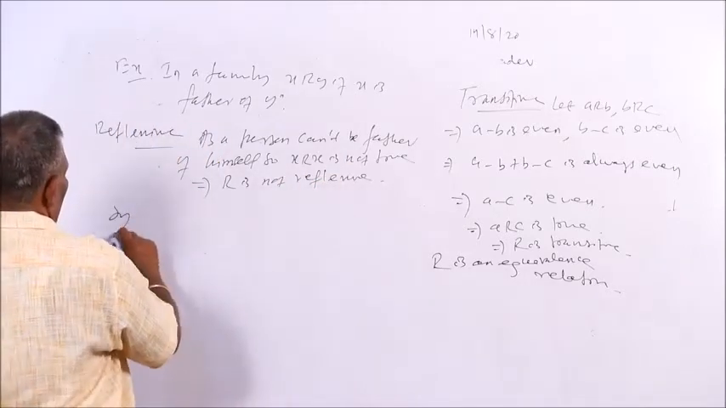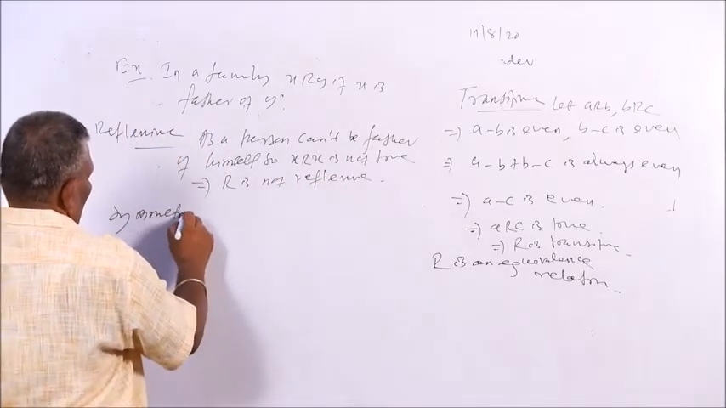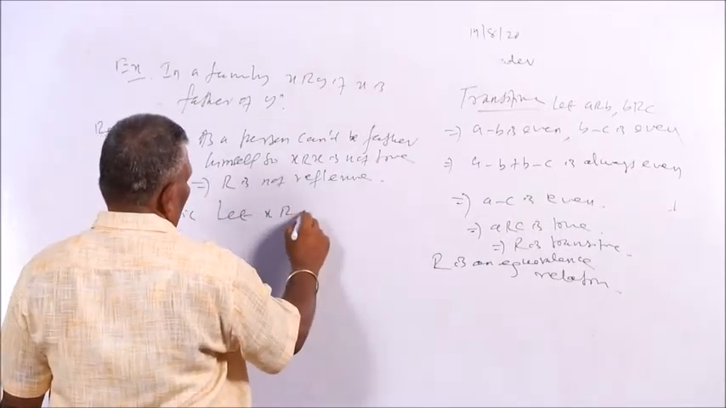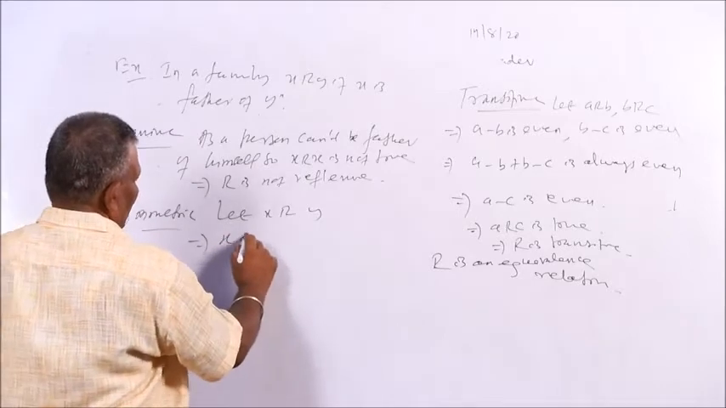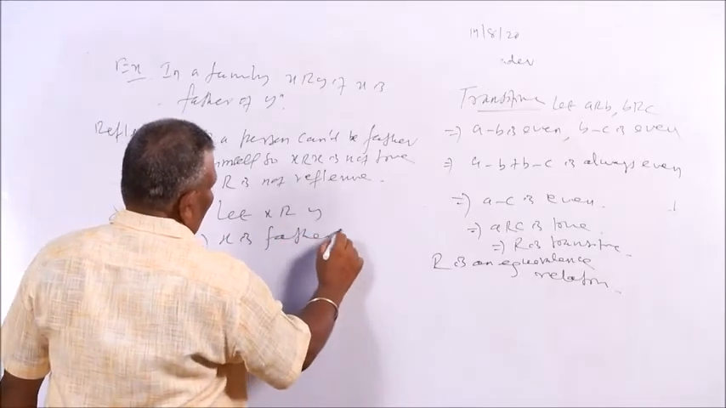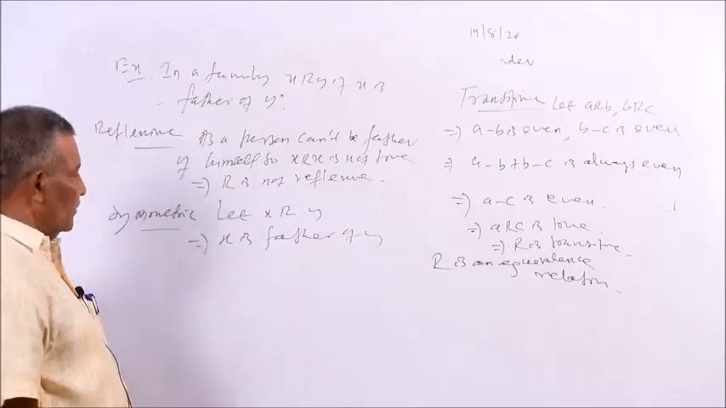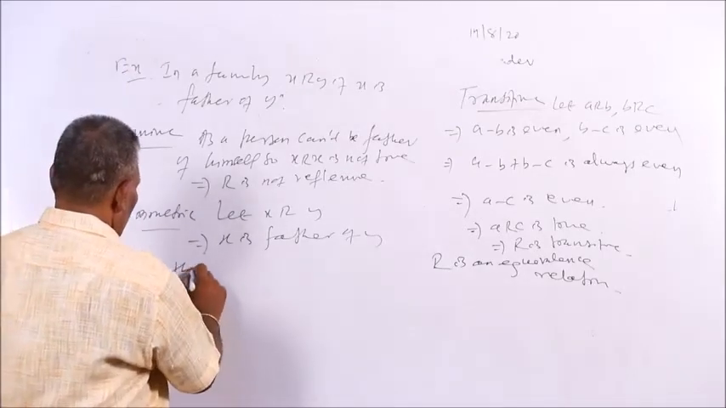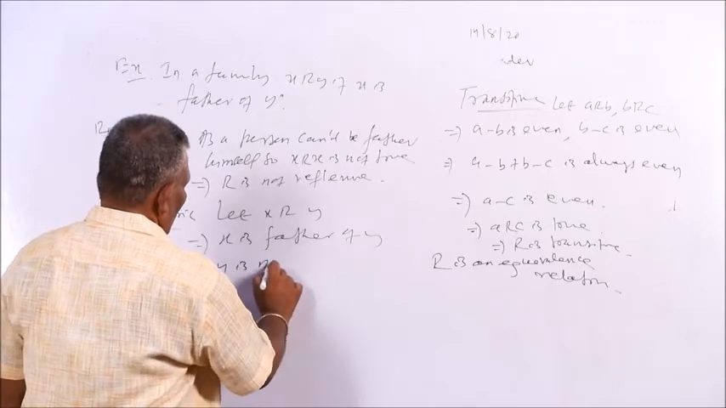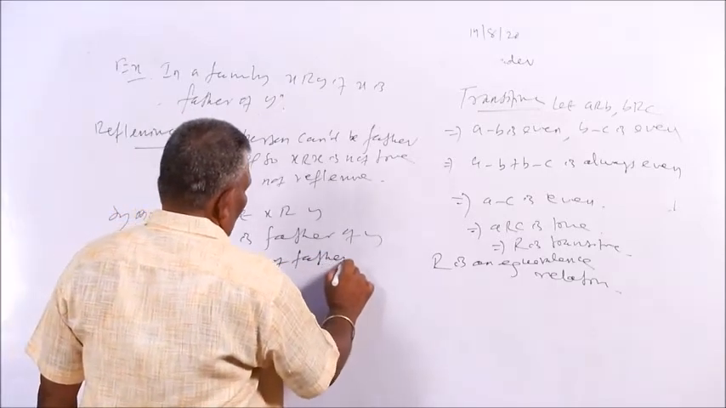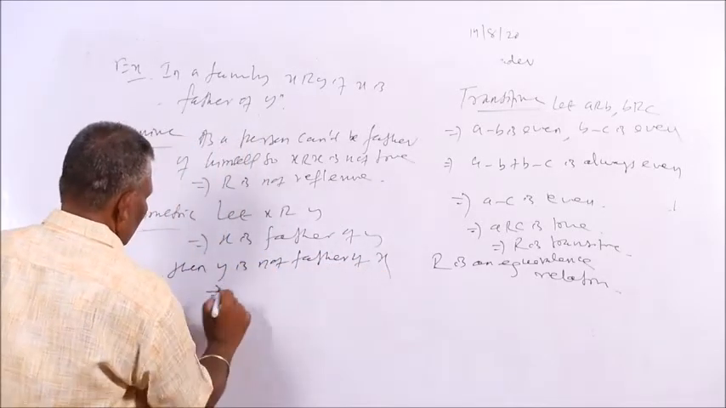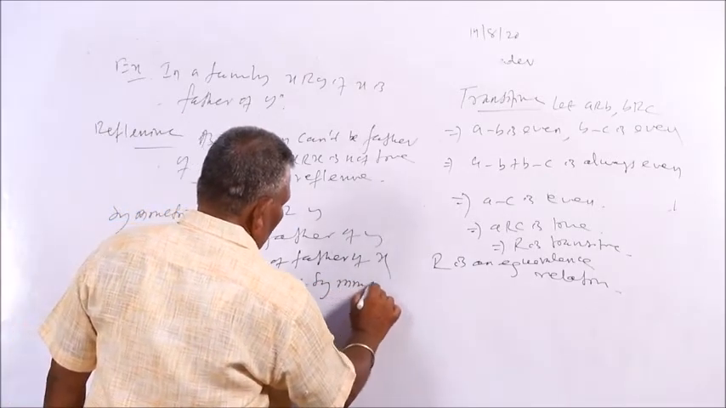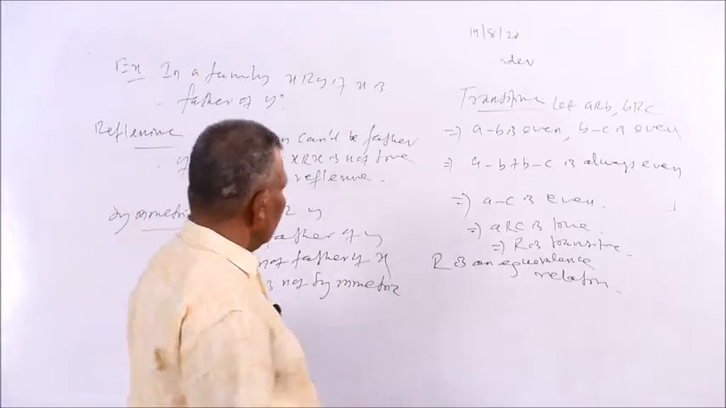Then symmetric. Let X related to Y implies X is father of Y, then Y cannot be father of X, then Y is not father of X. That implies R is not symmetric.